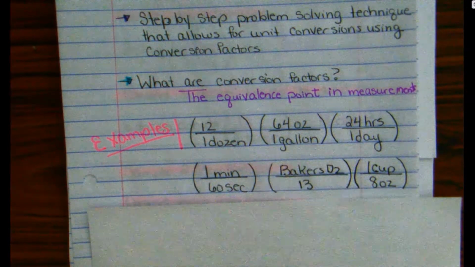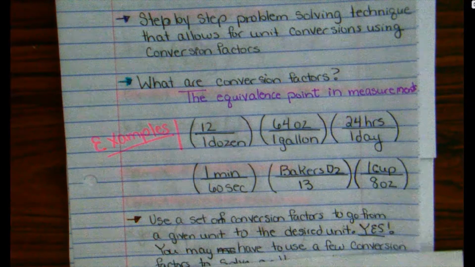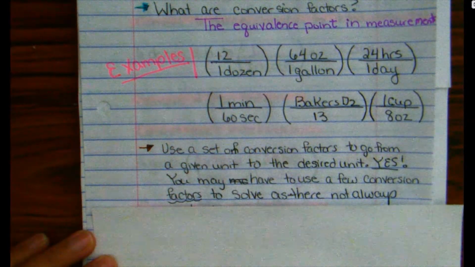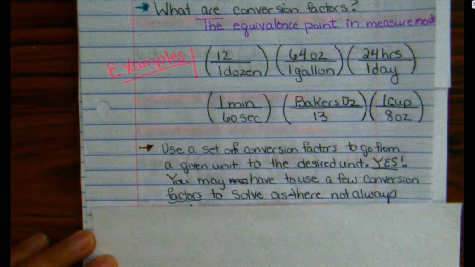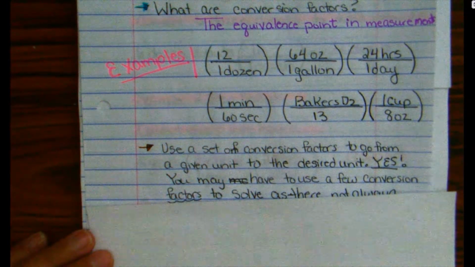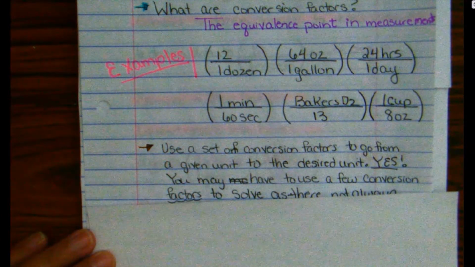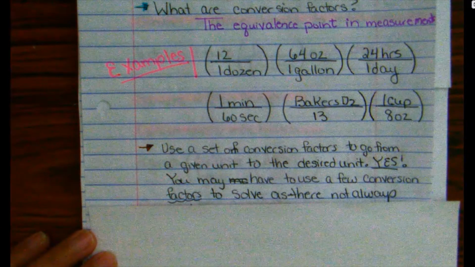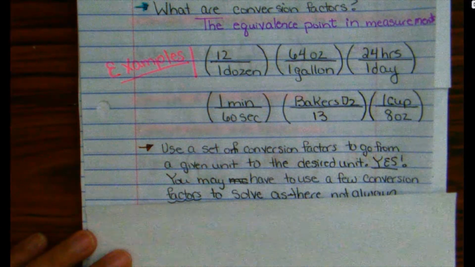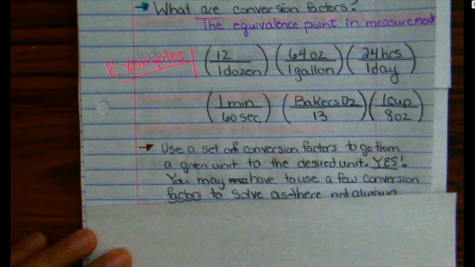So what do we use these conversion factors for? You use a set of conversion factors to go from a unit given to a desired unit. And yes, sometimes you may have to use more than a few conversion factors to solve, as sometimes you don't have a direct conversion and you don't want to go through really big conversions or make really complicated conversions. So you kind of think of it as a step by step.